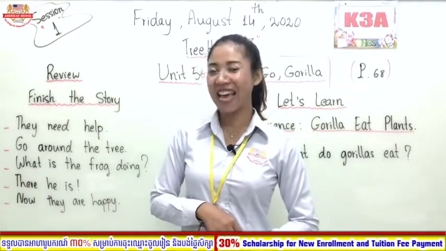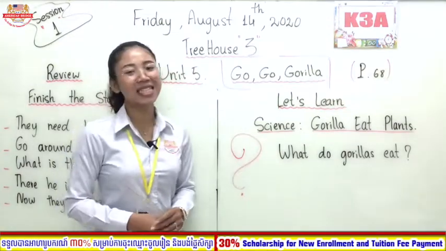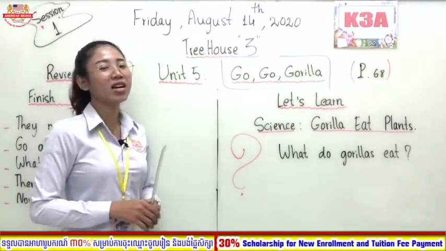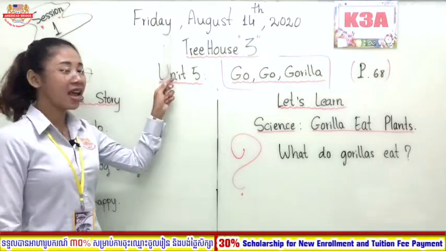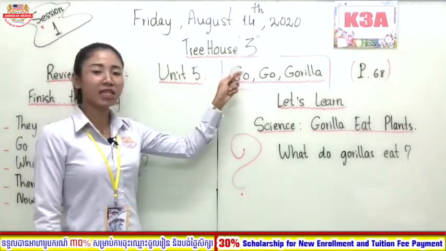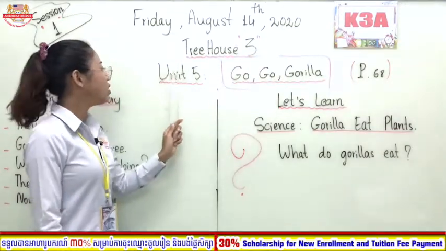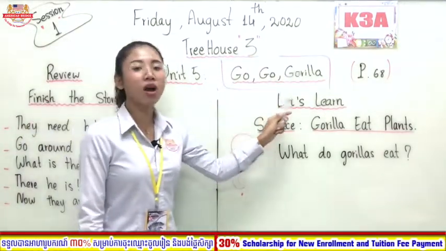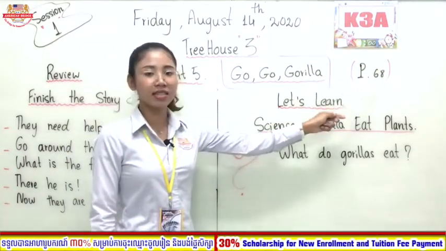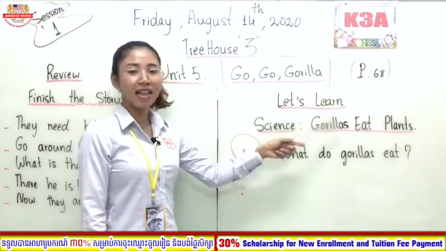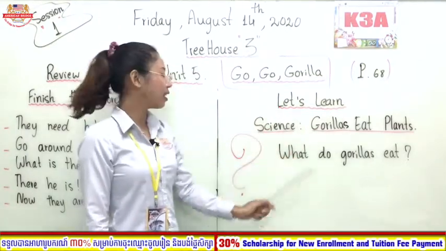Now we can continue our new lesson. So today we will learn about, let's learn, all right? Now read our new lesson with teacher together. Friday, August 14, 2020, TreeHouse 3, Unit 5, Go, Go, Gorilla, page 68. Let's learn.